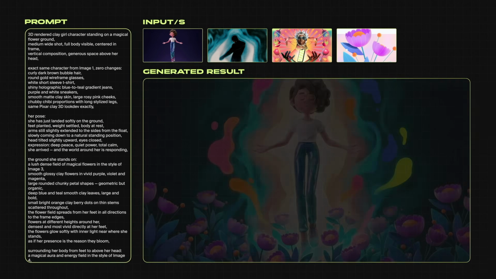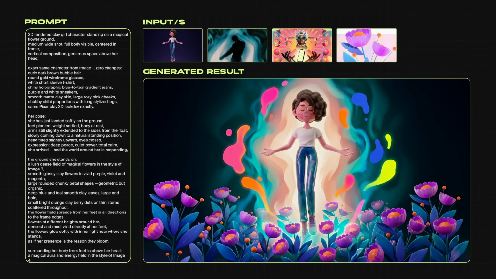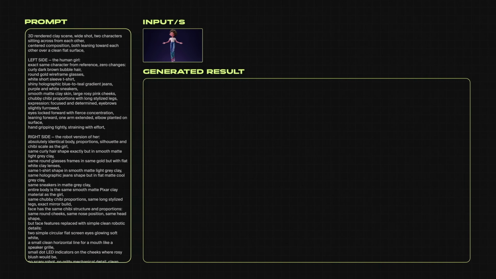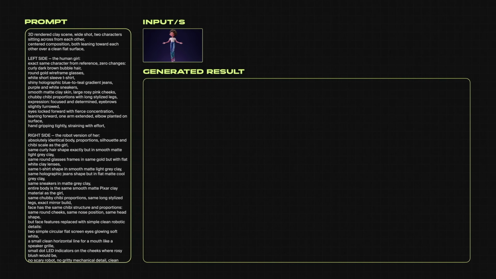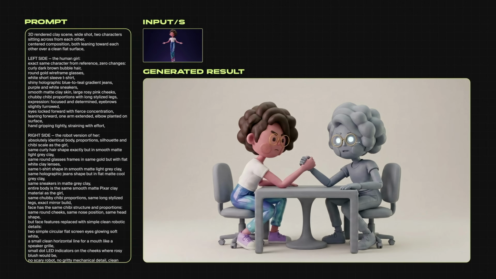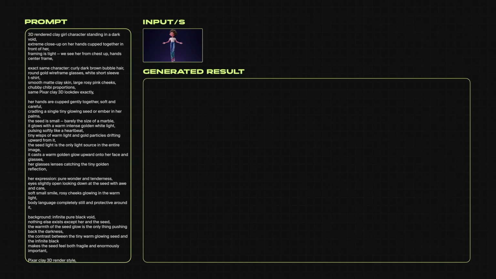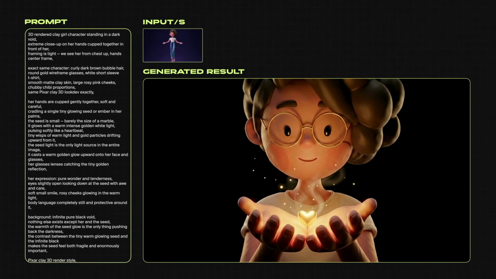And Nano Banana gives us this magical master scene, a vibrant, rich, and beautifully detailed world. For the next scene, the main floating pose is enough. I'll write a prompt to place her at an arm wrestling table facing her AI or robotic version on a clean light background. And here we go. Next, I want her holding a floating magical seed. So I'll use the same floating pose reference, write the right prompt, and we have the shot.